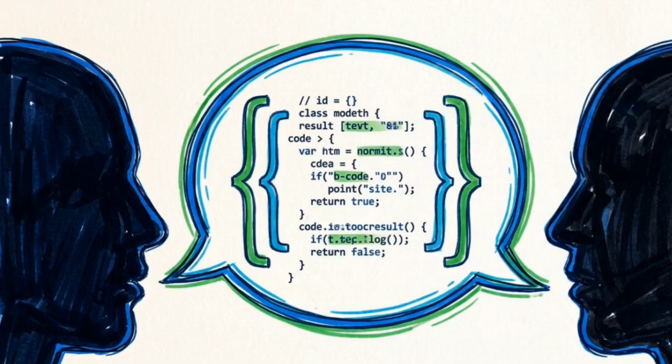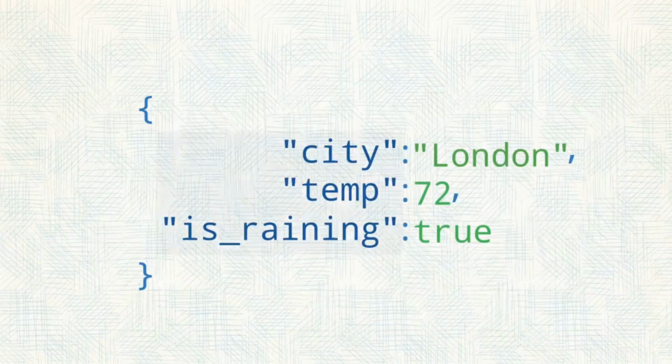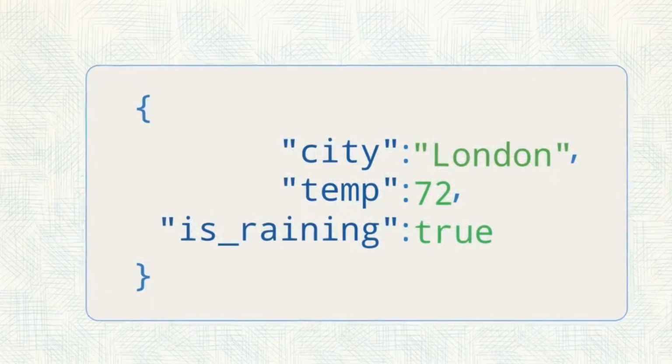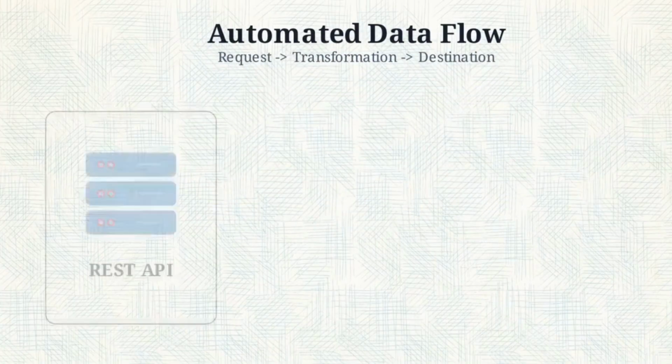For this transaction to work, the waiter and the kitchen have to speak the same language. In web development, that language is JSON. It is a strict, highly structured format that servers use to package and return the exact information you requested. Today, we are going to build an automated flow that proves exactly how this works.